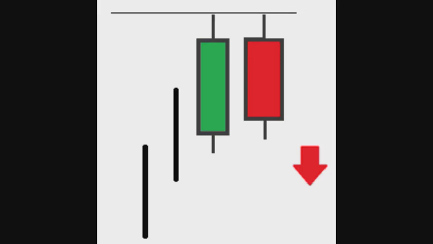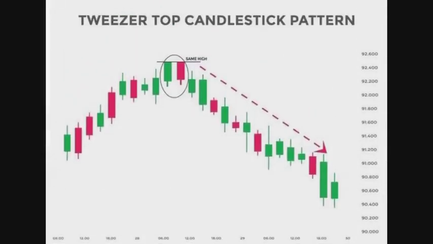The highs of both candles are at the same or very similar price levels, showing strong resistance. The inability to break above the previous high indicates that the buyers are losing strength and the sellers are taking control. What is the psychology behind this pattern?